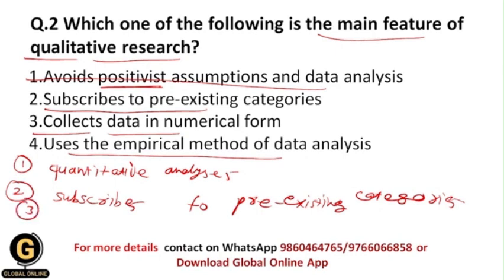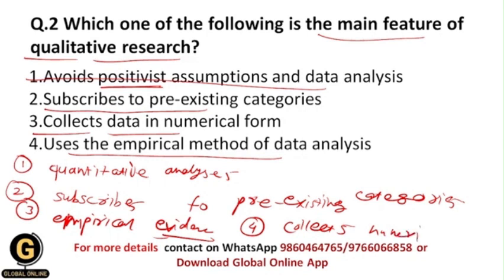Now the third characteristic of the positivist approach is that it is based upon empirical evidence, and that's why empirical evidence is gathered and analyzed over here. Empirical evidence means the evidence which is based upon observations and measurements of the data. And the fourth one is that it collects numerical data. So after viewing such characteristics, now you can understand that all of these characteristics are of quantitative research, not qualitative research. Now what are the characteristics of qualitative research?